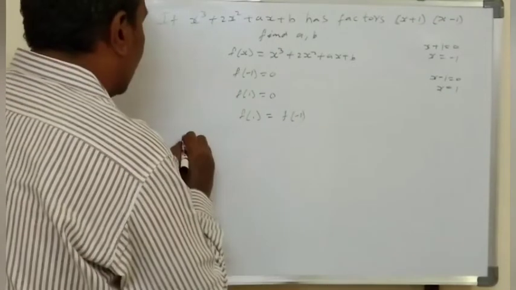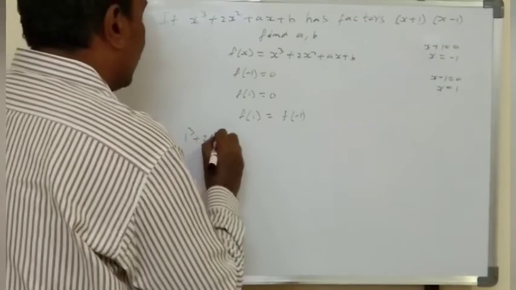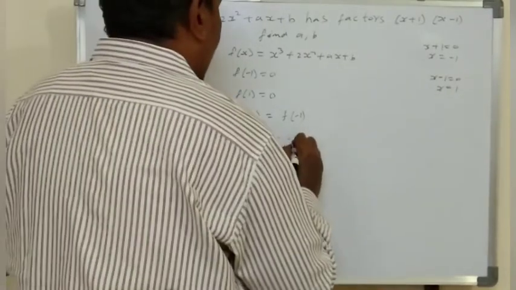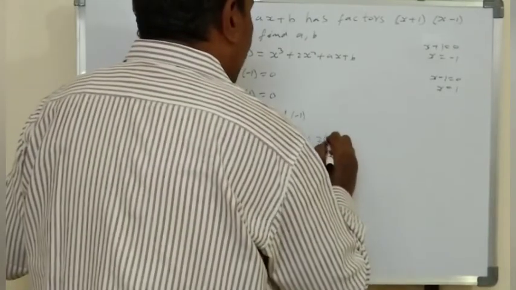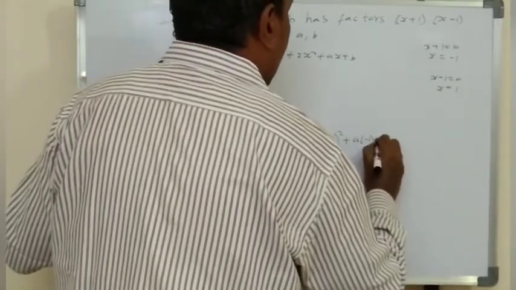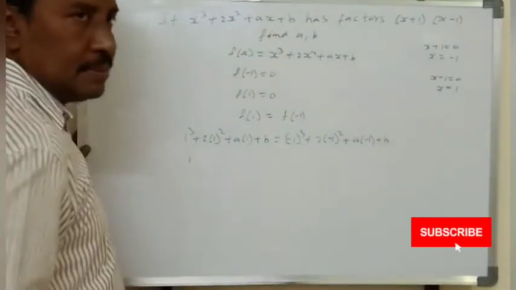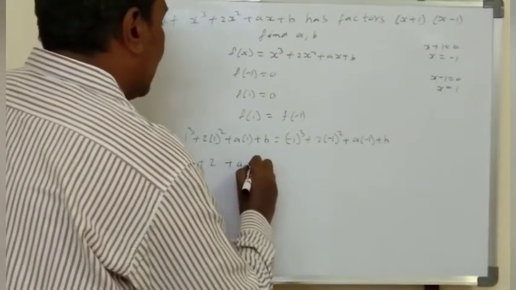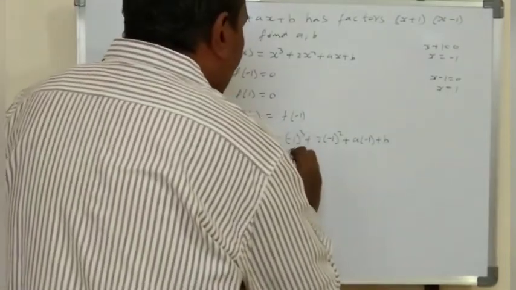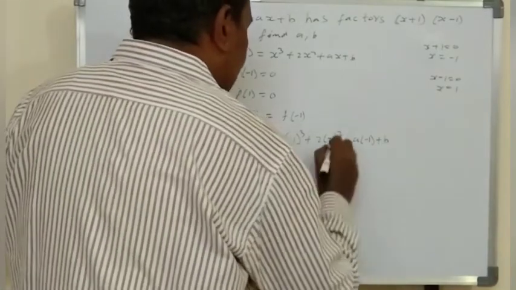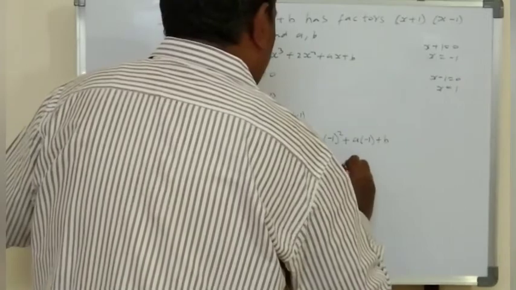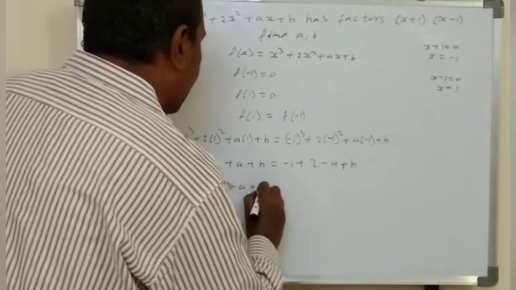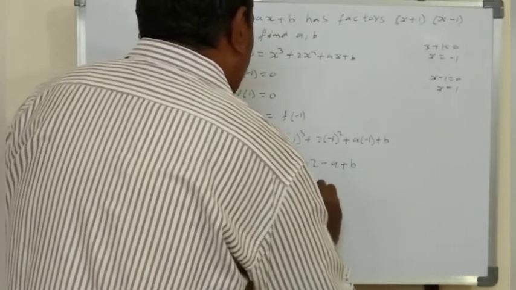So f of 1 is equal to 1 cube plus 2 into 1 square plus a into 1 plus b, which is equal to 1 cube plus 2 into minus 1 whole square plus a into minus 1 plus b. 1 cube is 1 plus 2 into 1 square, 1 into 2 is 2, plus a plus b is equal to minus 1 whole cube is minus 1 plus 2 into 1 square, 1 into 2 is 2, minus a plus b. 1 plus 2 is 3. 3 plus a plus b is equal to minus 1 plus 2 minus a plus b.